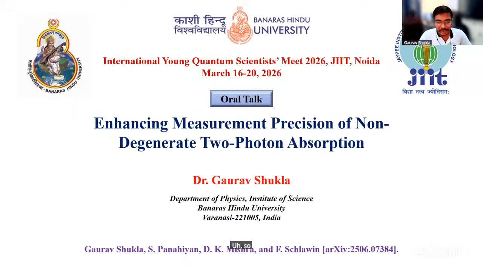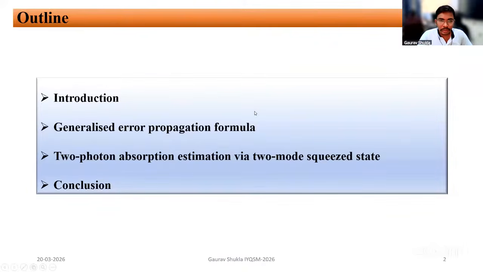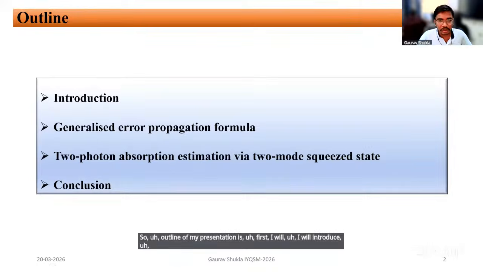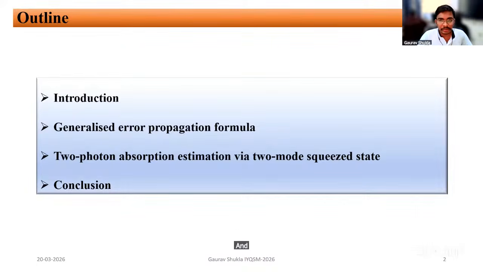So my topic is enhancing measurement precision of non-degenerate two-photon absorption. The outline of my presentation is: first I will introduce the two-photon absorption phenomenon and a little bit of its historical background, then I will discuss the generalized error propagation formula, then the results we get in our calculation, and finally we conclude our results.